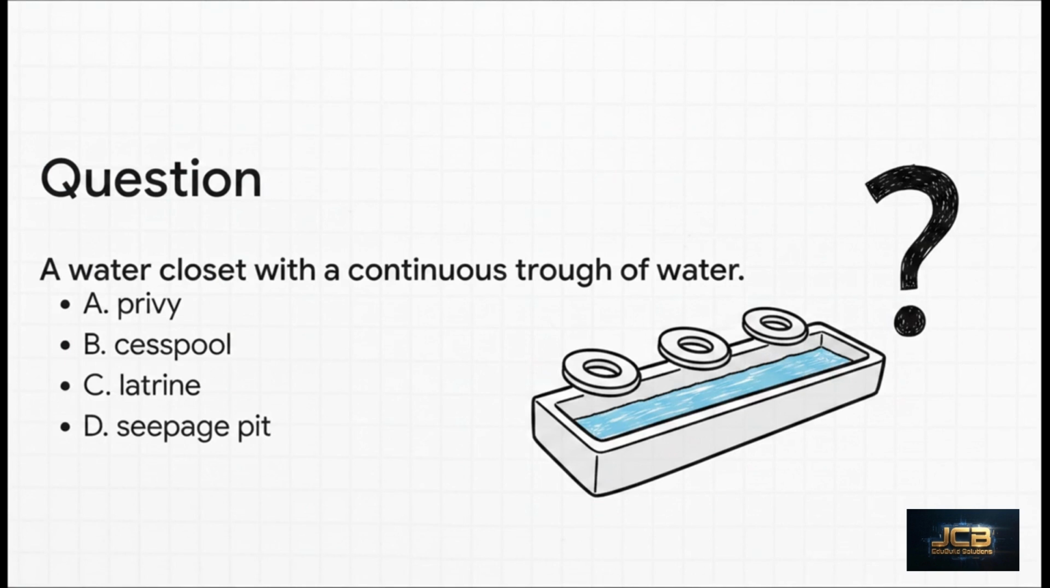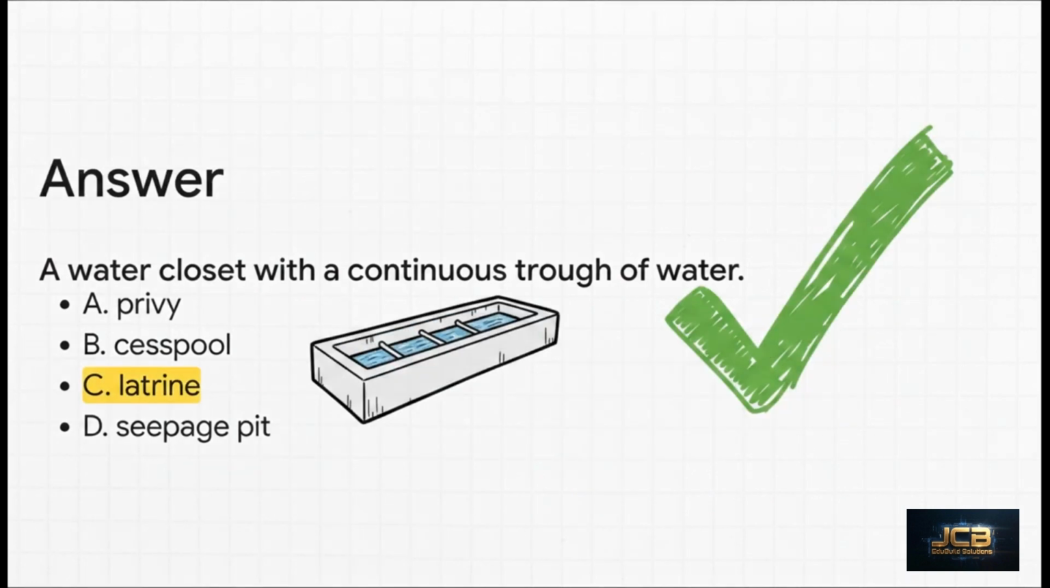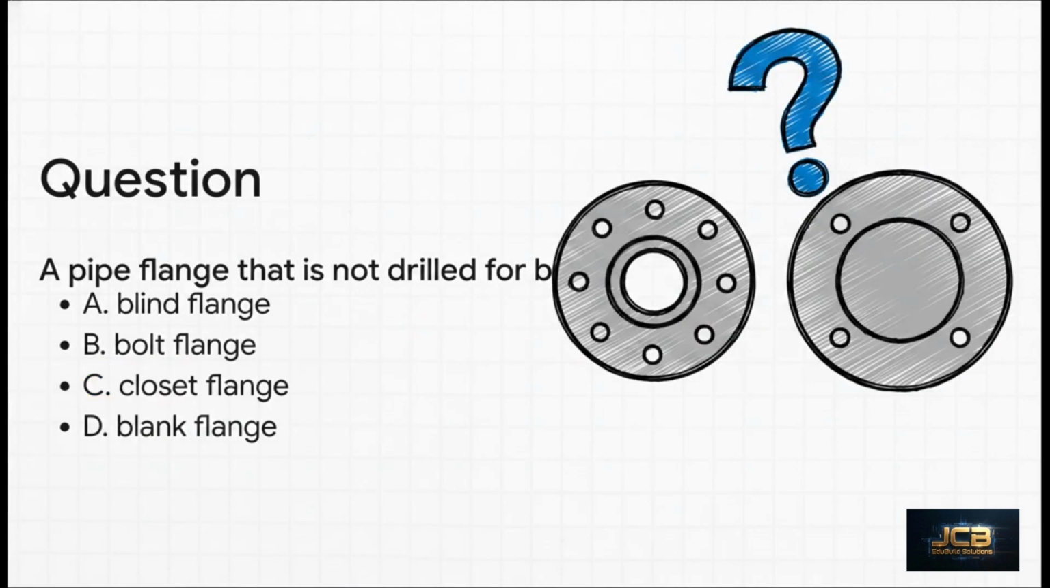What do you call a water closet consisting of a continuous trough containing water? Is that A, privy, B, cesspool, C, latrine, or D, seepage pit? And the correct answer is C, latrine. You'll typically find these in places like army camps or maybe big outdoor events. The key phrase to lock in here is continuous trough. That's what really defines it. All right, next up.